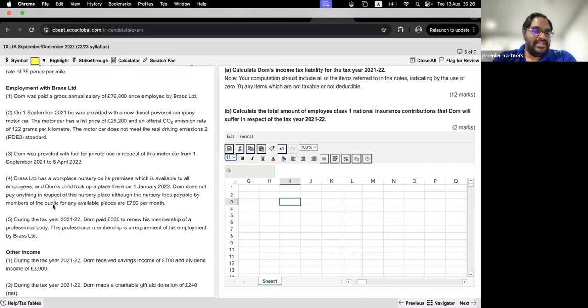Right. Then other sources of income. He has a savings income of 700 and a dividend income of 3000. Plus, he has made a donation to a charity, 240, that is net. So now we know what needs to be done. We discussed everything. Shall we just plug the numbers and see?